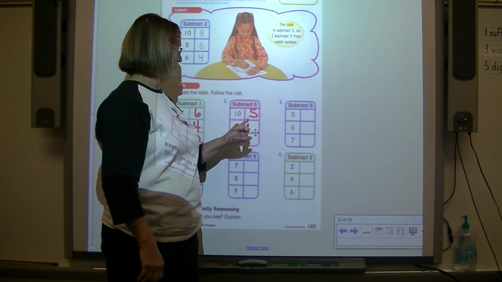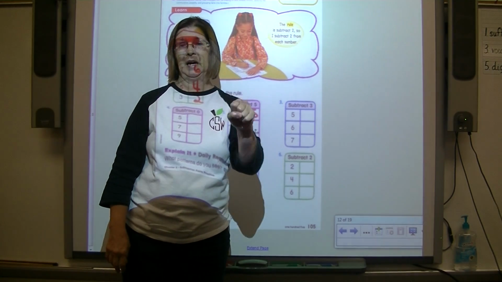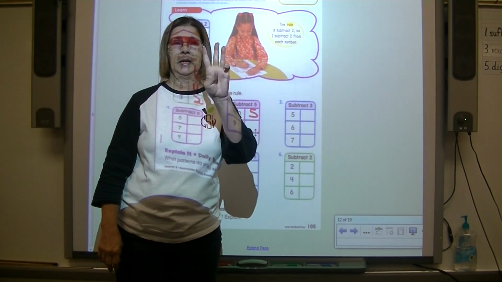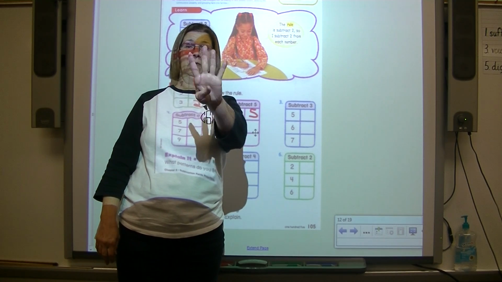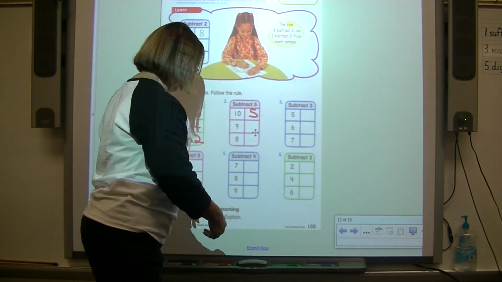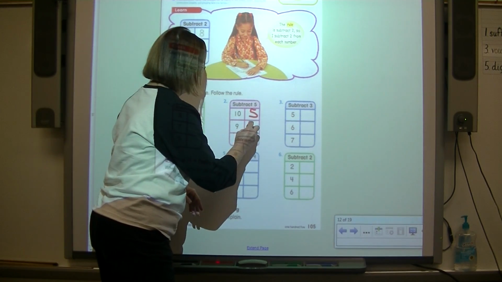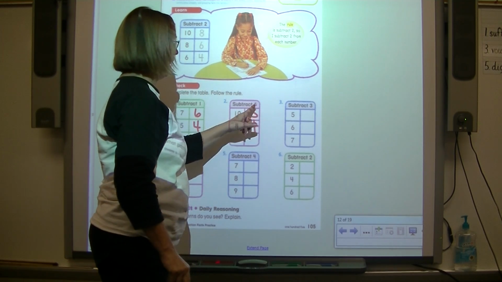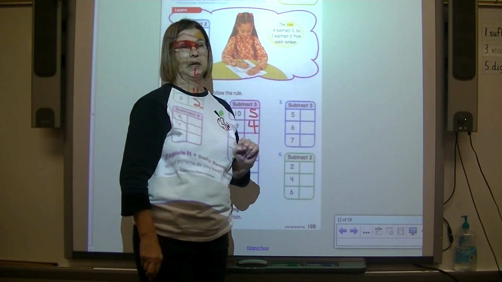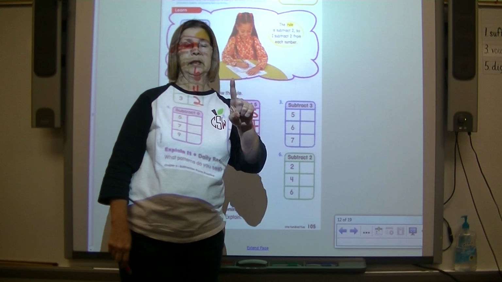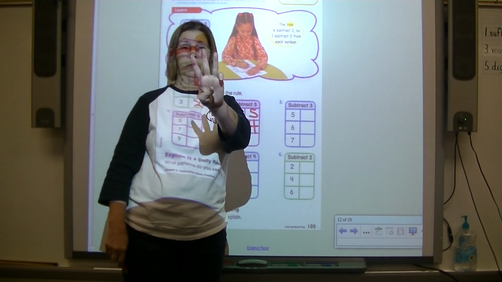All right, so start with 5 and count up to 9. 5, 6, 7, 8, 9. Stop. How many fingers is that? 4. That's the fastest way to do it. 5. Count up to 8. 5, 6, 7, 8. How many? 3.